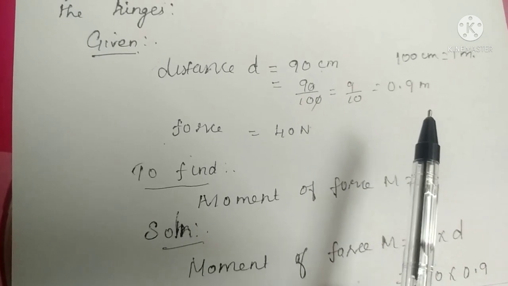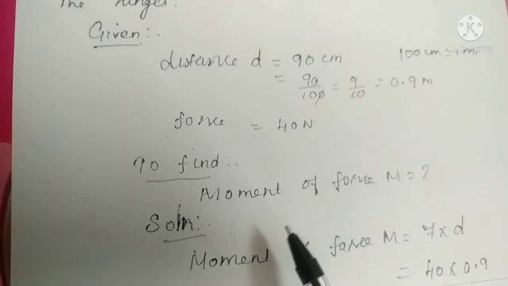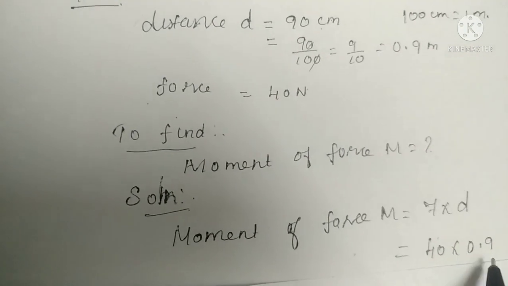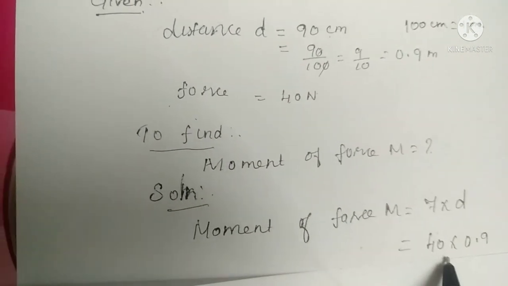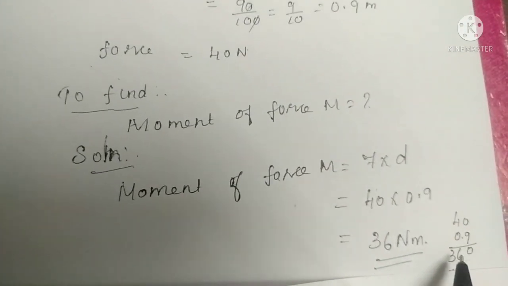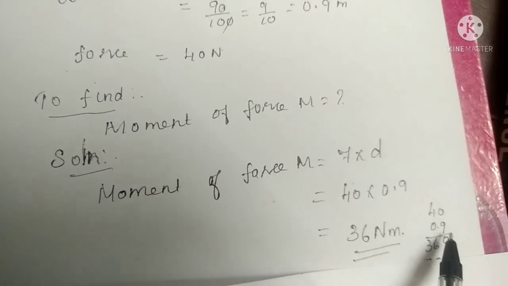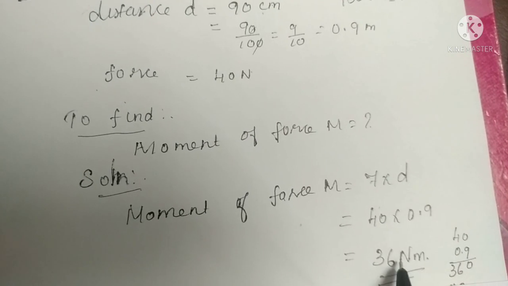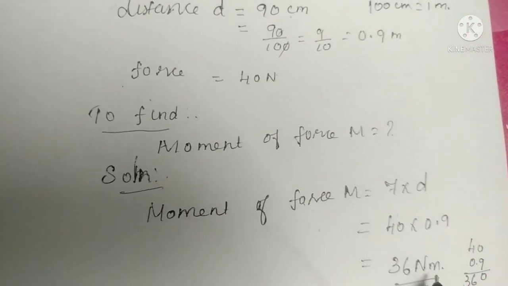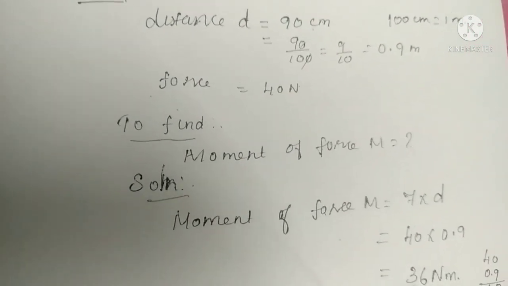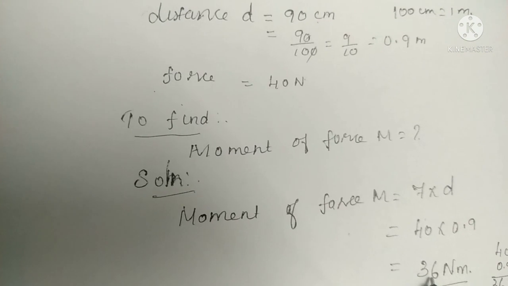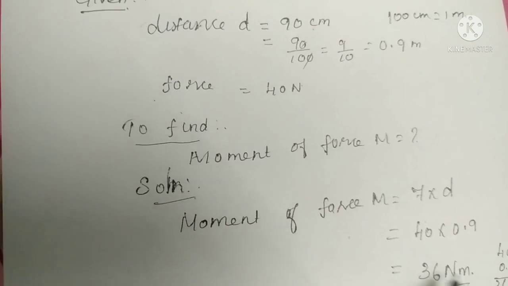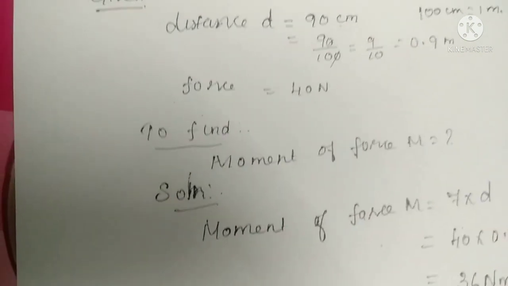After converting into meter, we get 0.9. So 40 into 0.9. If you multiply 40 by 0.9, what do you get? 36. So 36 Newton meter. This is the answer. Moment of force is equal to 36 Newton meter.